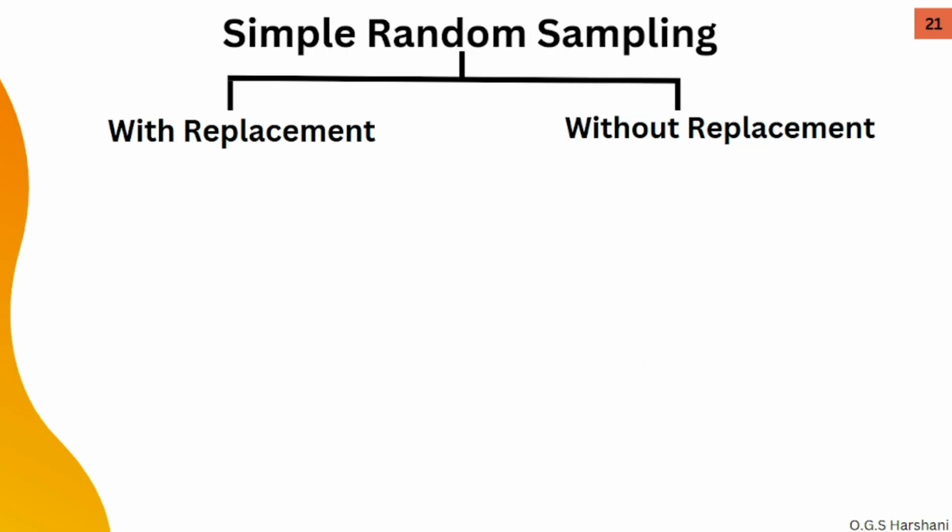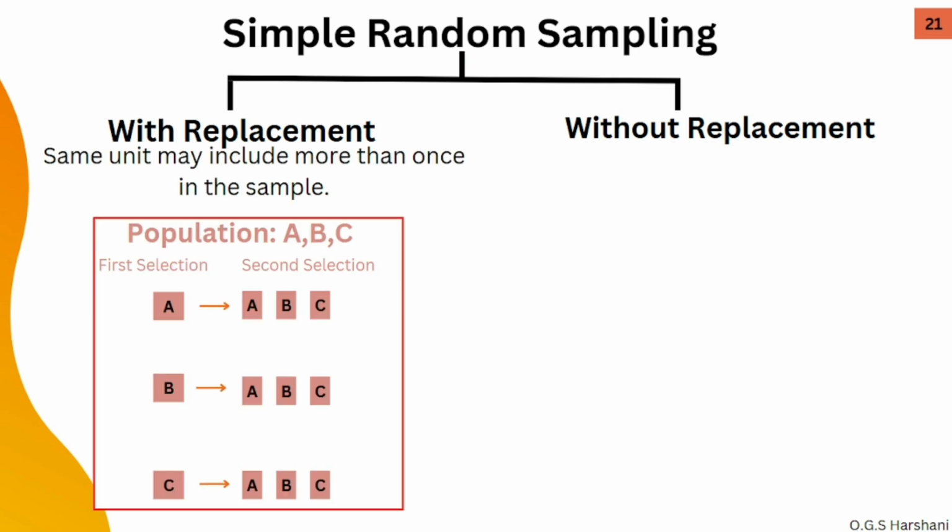There are 2 ways to draw a simple random sample: with replacement or without replacement. As a statistics student, you are likely to have heard about these methods. In simple random sampling with replacement, the same unit may be included more than once in the sample. Let's suppose we have individuals labeled A, B and C. We want to select 2 individuals. In the first attempt we can select A, B or C. In the second selection, we can also select A, B or C again.